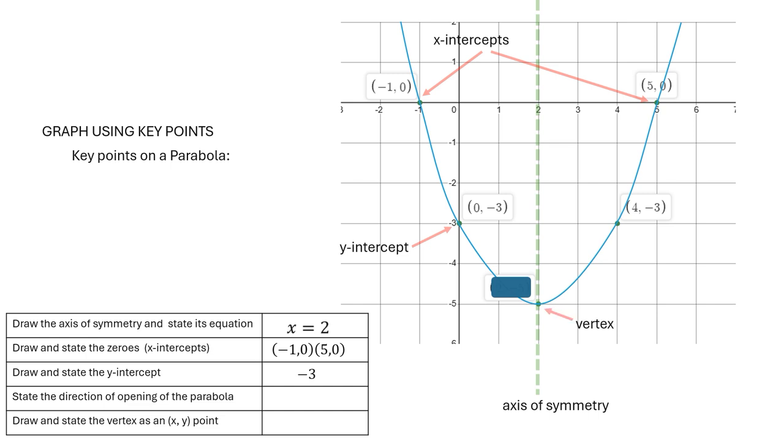Our vertex, as we can see in the graph, is at the coordinate 2, -5. So we can just write that in. And the direction of opening of the parabola is up. So we can put that in as well. So these are the key points or key coordinates of a parabola.